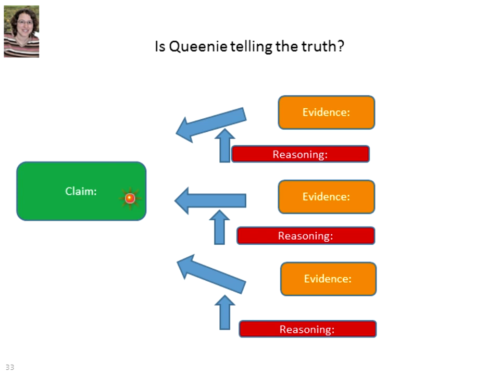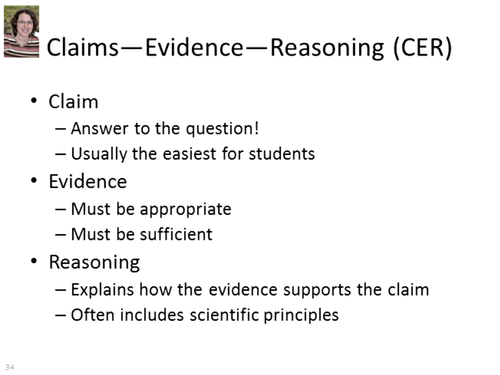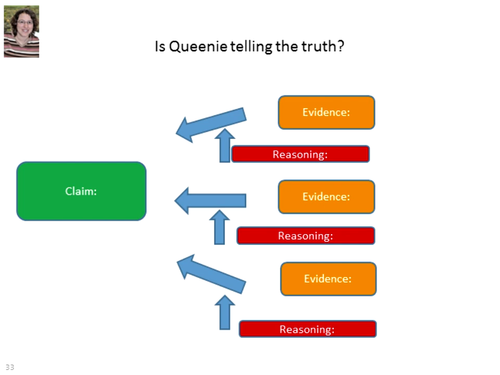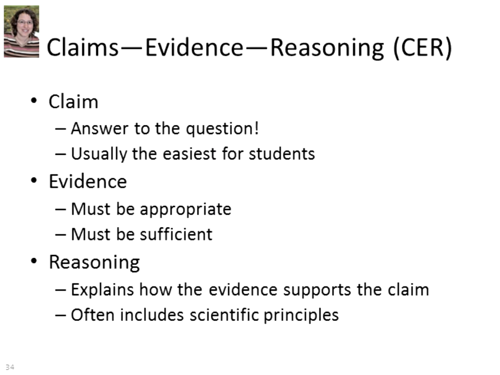However, it becomes quite complicated for our students when they're working on building an argument about science. So let's take a minute here and look at these three parts in more detail, because these are the pieces that you'll want to work with students. First, the claim is the answer to the question, and that's usually the easiest for students. Students are very good at picking a claim that they would like to support.